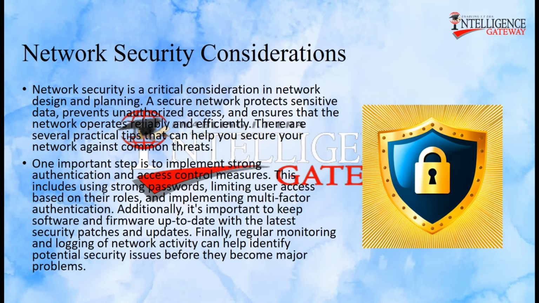One important step is to implement strong authentication and access control measures. This includes using strong passwords, limiting user access based on their roles, and implementing multi-factor authentication. Additionally, it's important to keep software and firmware up to date with the latest security patches and updates. Finally, regular monitoring and logging of network activity can help identify potential security issues before they become major problems.